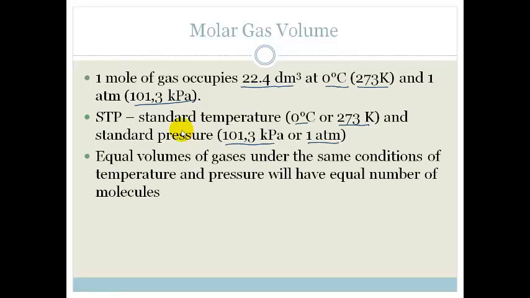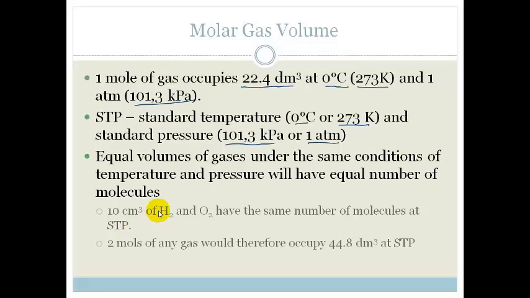What that means is that equal volumes of gas under the same conditions of temperature and pressure will have an equal number of molecules. So for example, if we've got 10 cubic centimeters of hydrogen and 10 cubic centimeters of oxygen, we'll have the same number of molecules if we're at STP, but only if we're at STP.